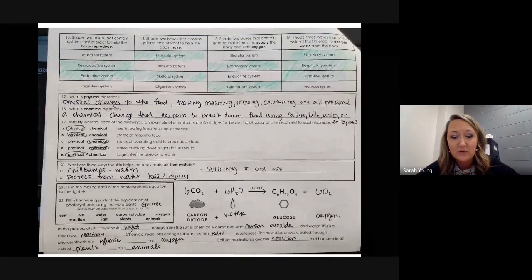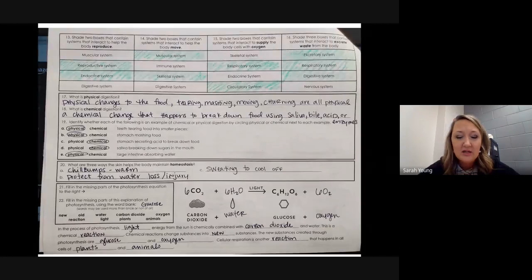The two that interact to help the body get supplied with oxygen are the respiratory system and the circulatory system. The respiratory system brings in oxygen. The circulatory system is going to carry it to where it needs to go. Does that make sense? Does somebody have a question?